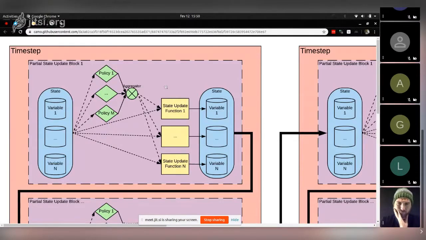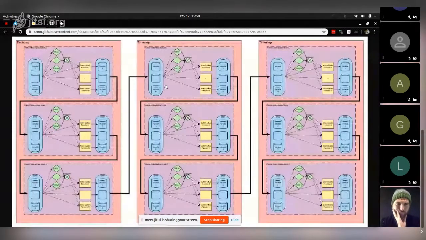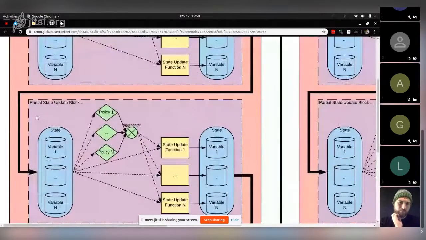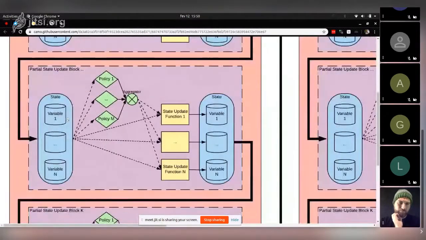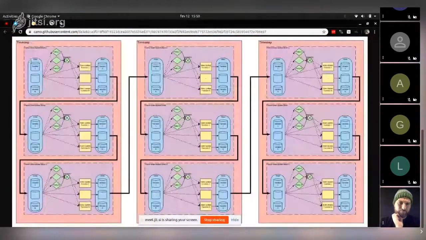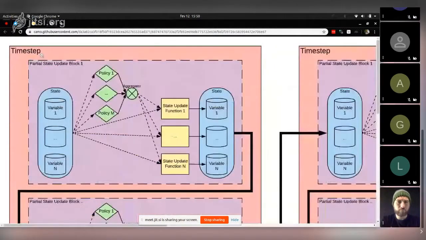And when this happens, you have another partial state update block, in which you can have different laws. So for each time, you have different sets of laws happening at the same time. And cadCAD works by simulating this process as many times as you like. And you can put in stochastic models. You can use different parameters. In brief, this is what cadCAD does.